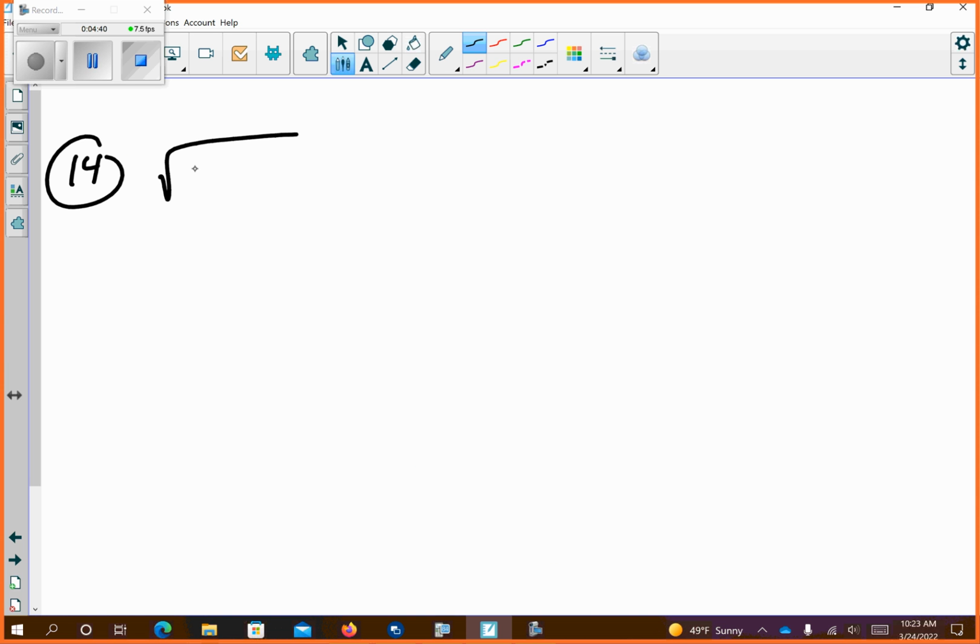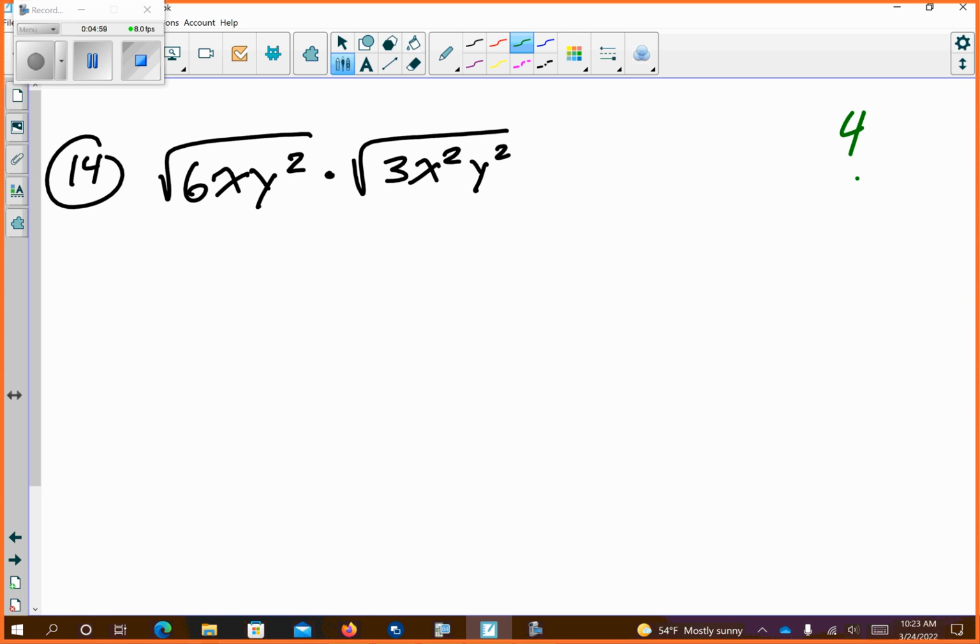Number 14. So I have root 6xy squared times 3x squared y squared. Okay. I'm just going to list off to the side some of my perfect squares. So I have 4, 9, 16, 25. That should be far enough.